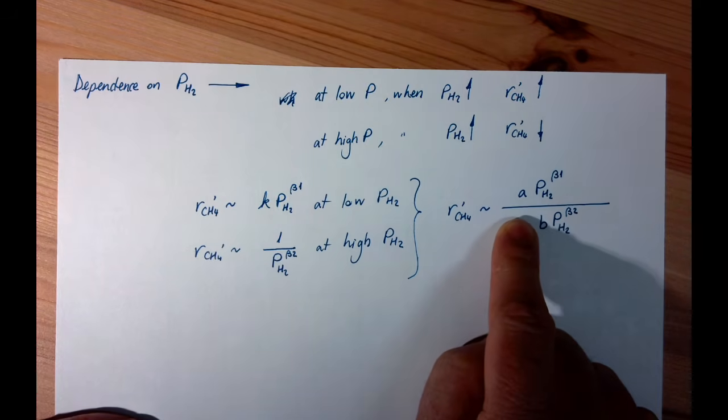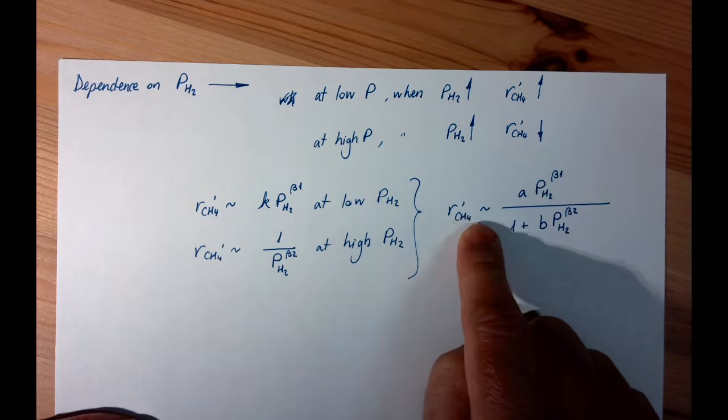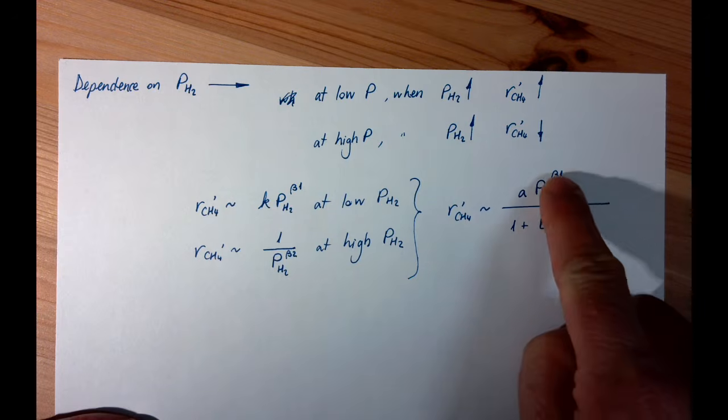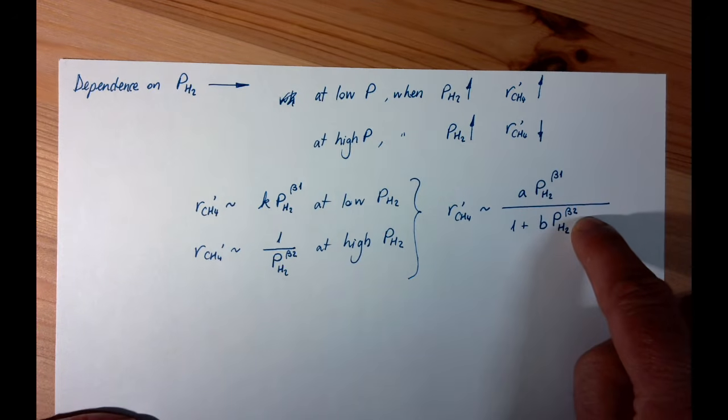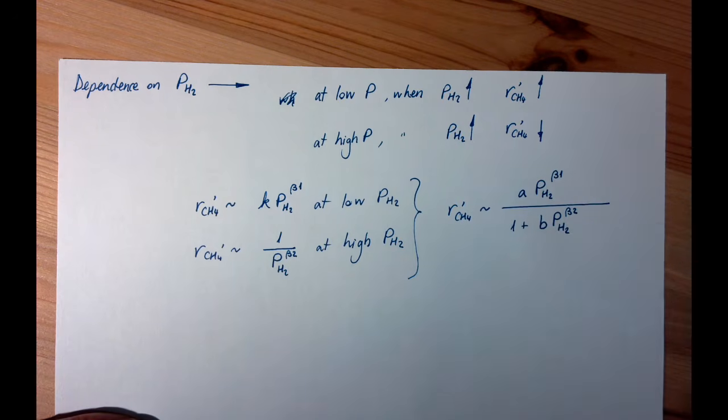So our expression, the 1 would now be negligible. So our expression would be that the rate is proportional to the partial pressure to the power of beta 1 minus beta 2. Okay, and that beta 2 would be predominant. Hopefully, we'd have to find what the value of beta 2 is.